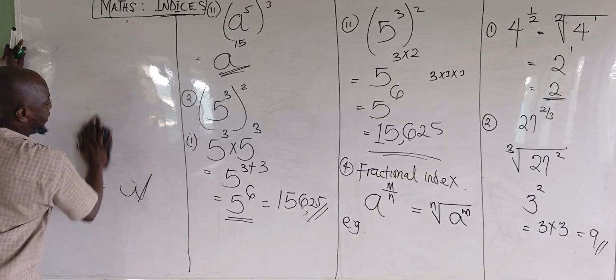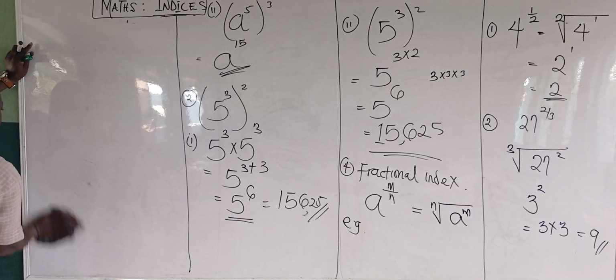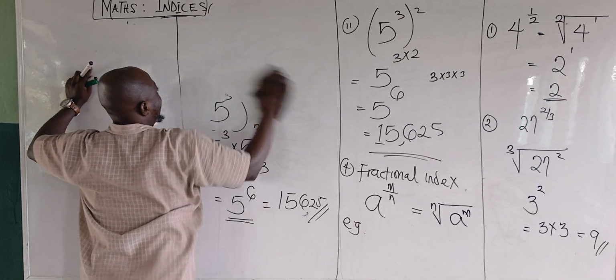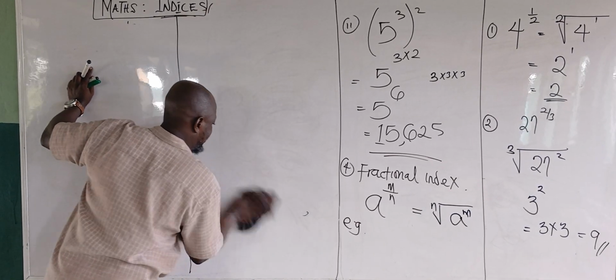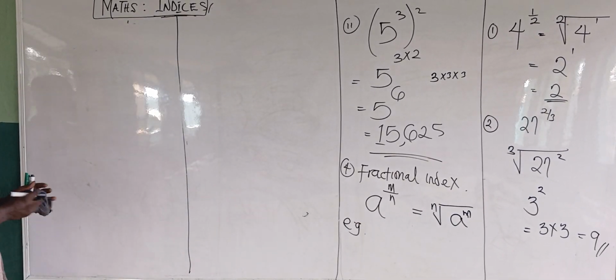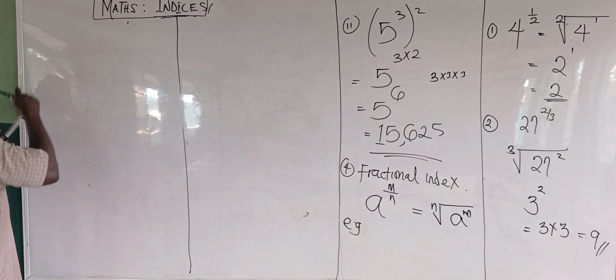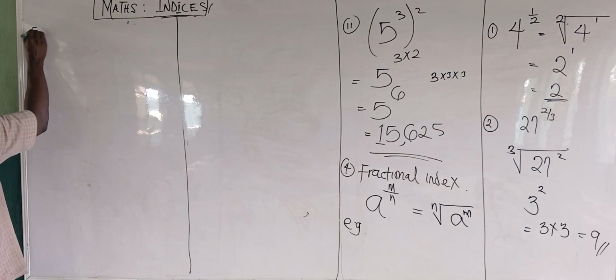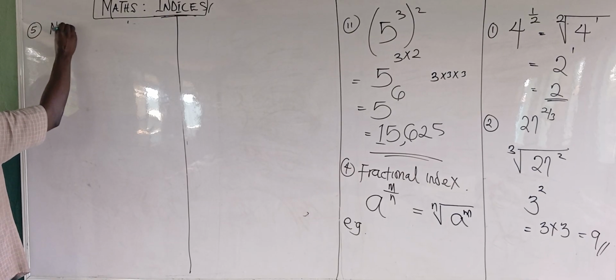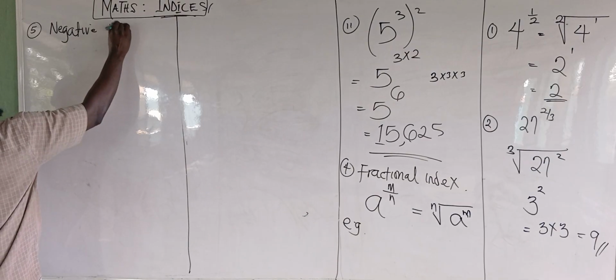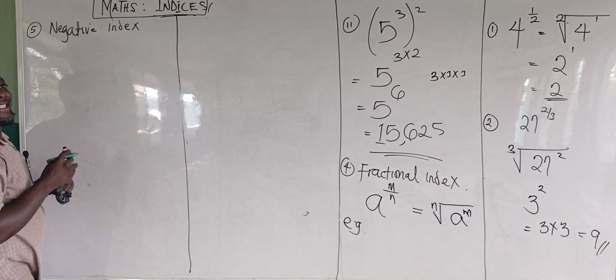What number are we? Number 5. Number 5 is negative index. That means this is where the power is negative.